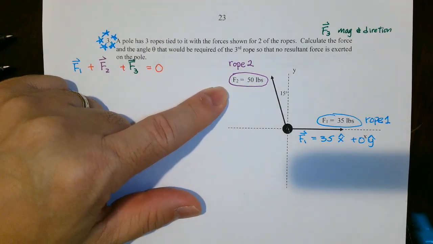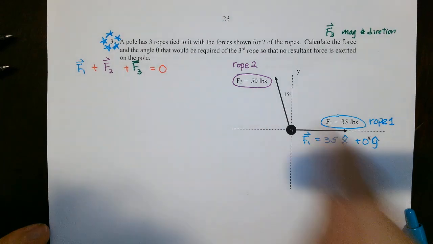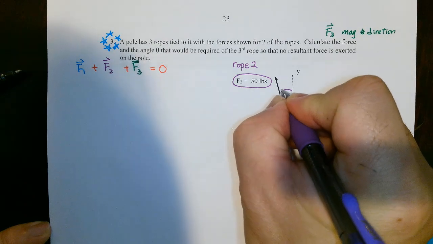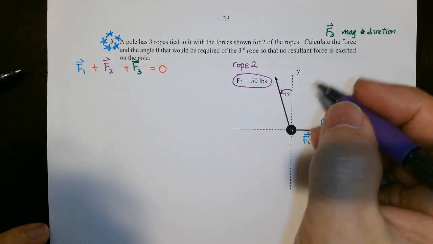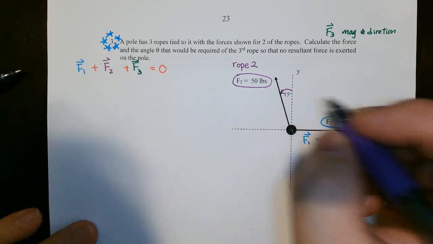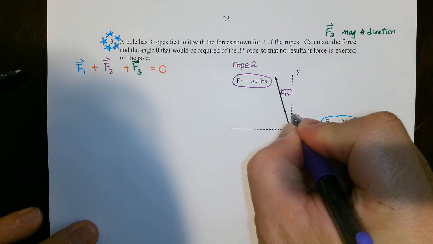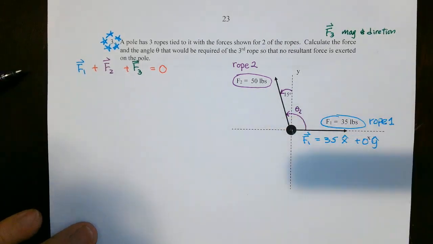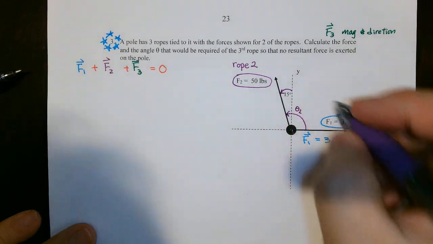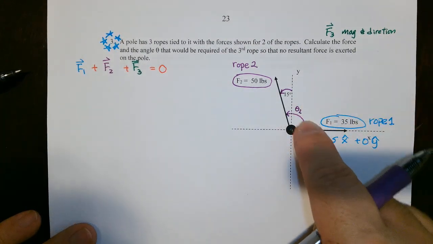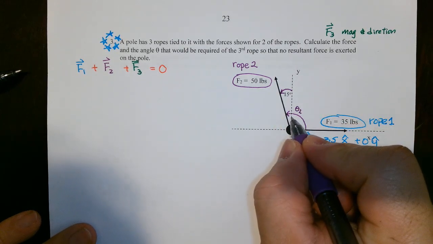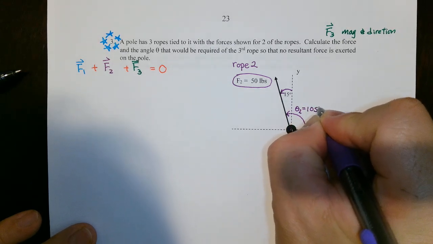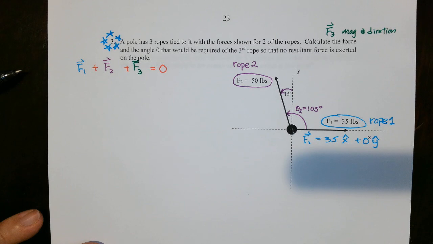But what about my F2? Well, if this is 15 degrees right here, then this is my theta 2. That theta 2 is 105 because this is 90 degrees plus 15 will give you 105 degrees. Are you okay with that?